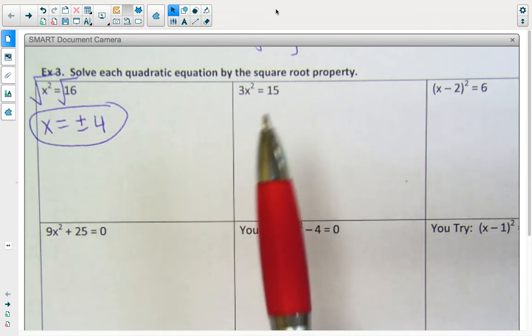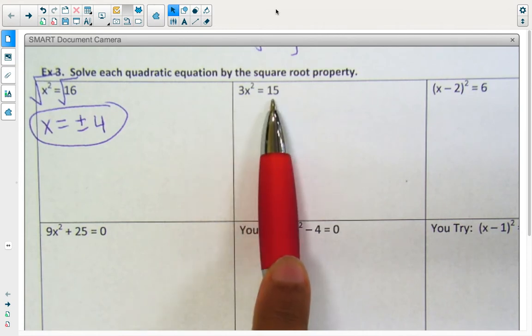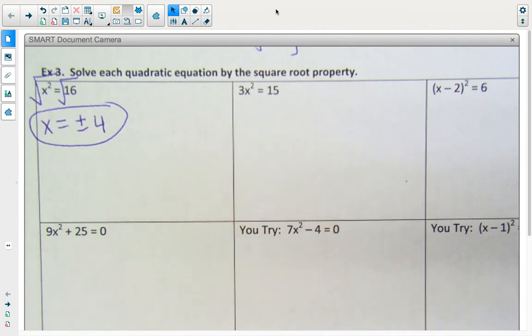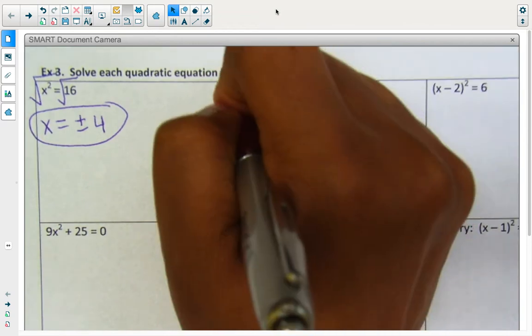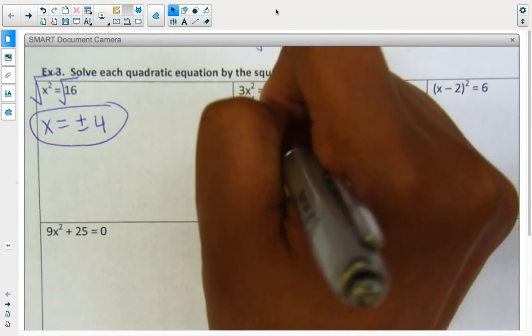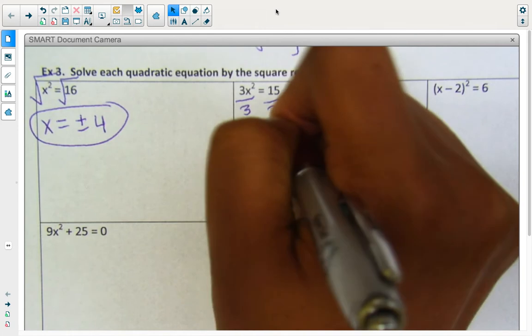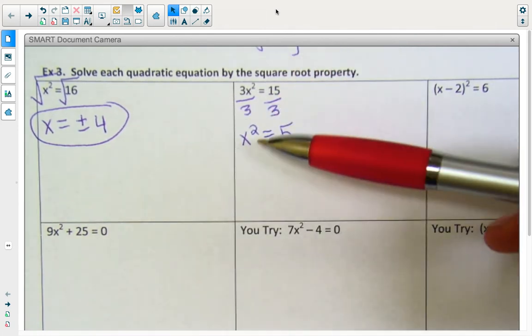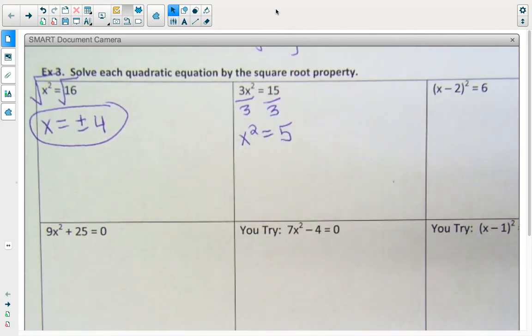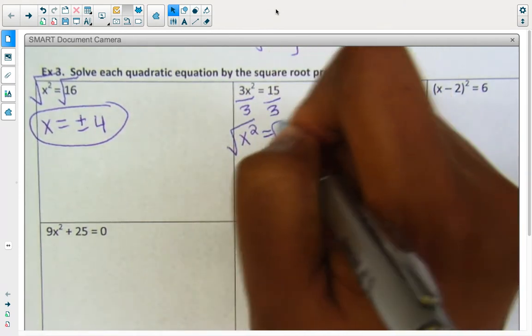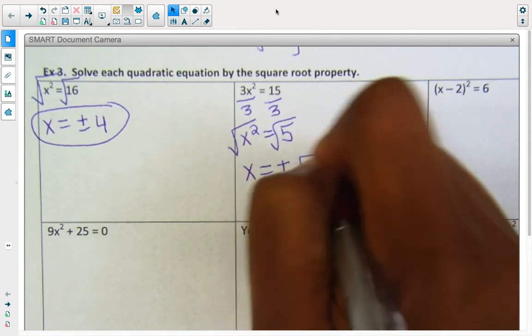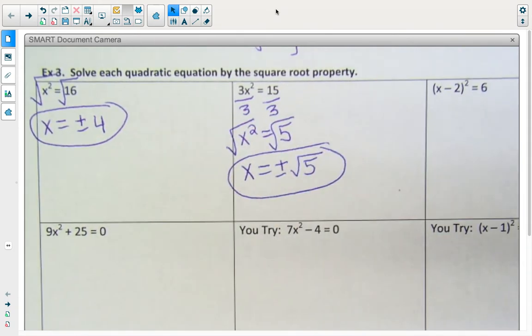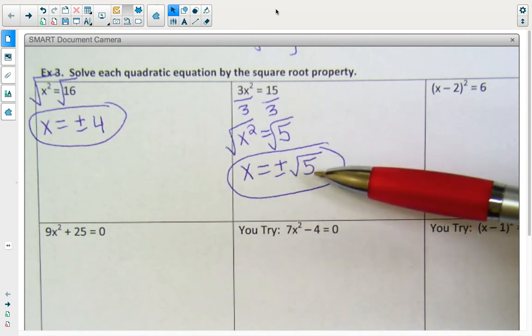The next one. 3x squared equals 15. When you're using the square root method, you need to get the square root all by itself first. So there's a 3 in the front, so the opposite of multiplying, we need to divide. So x squared equals 5. The opposite of squaring something is to take the square root. So we'll square root both sides. So x equals plus or minus the square root of 5.